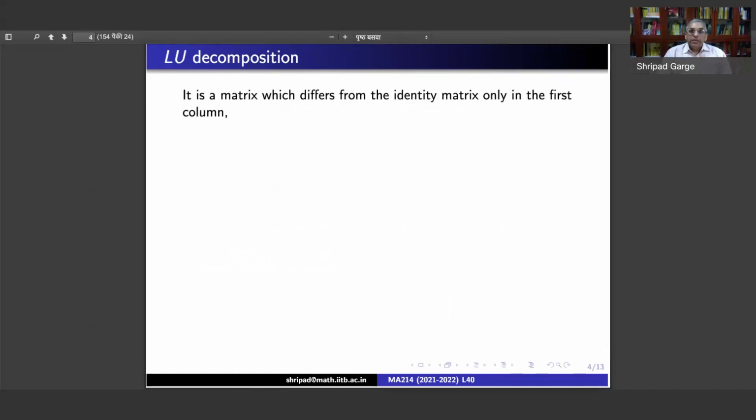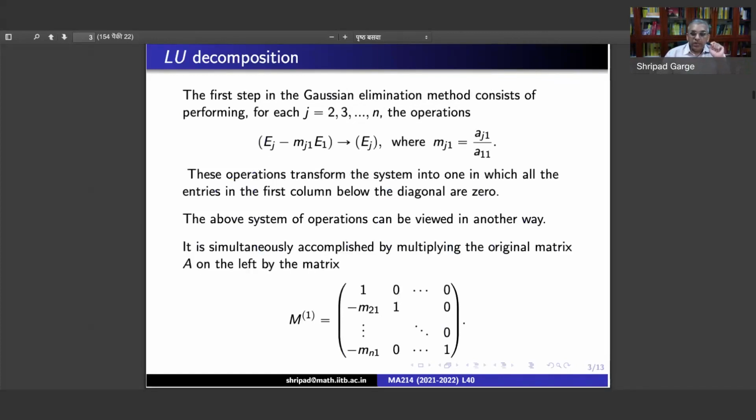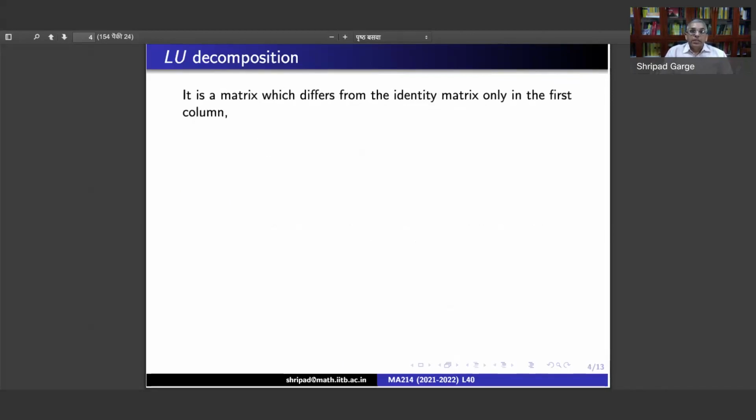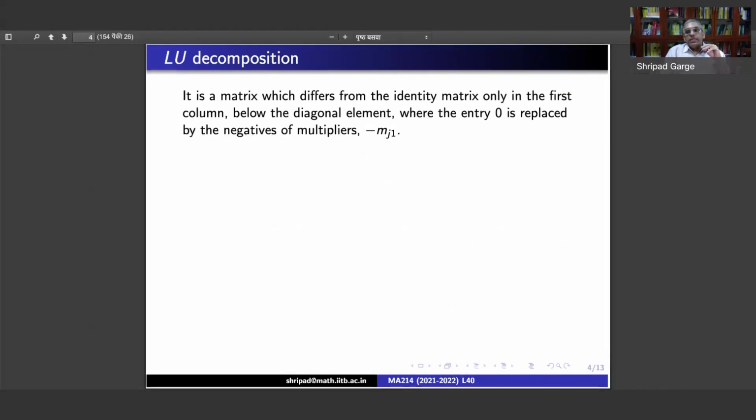Now this is a matrix which differs from the identity matrix only in the first column. Let's look at the matrix again. From the second row, second column onwards, you just have the identity matrix here. So this is an n-1 by n-1 identity matrix, and below the first diagonal entry in the first column, we have some entries. So it differs from the identity matrix only in the first column below the diagonal element, where the entry 0 is replaced by negatives of multipliers. This is all that we have about the matrix capital M superscript 1.